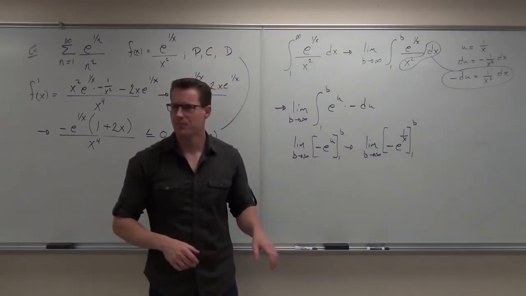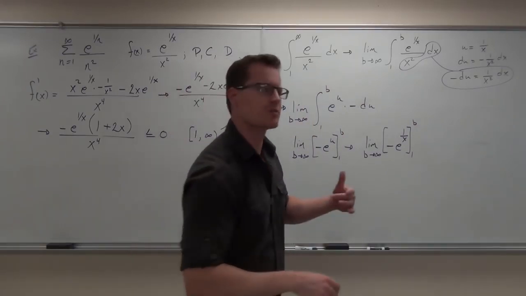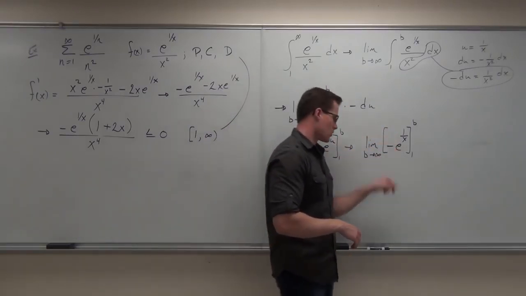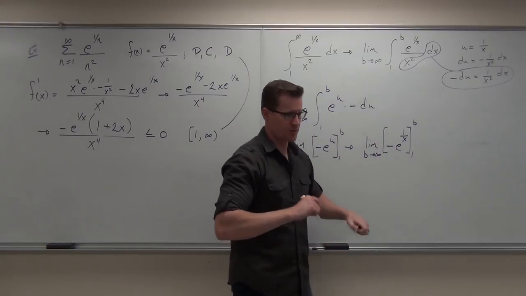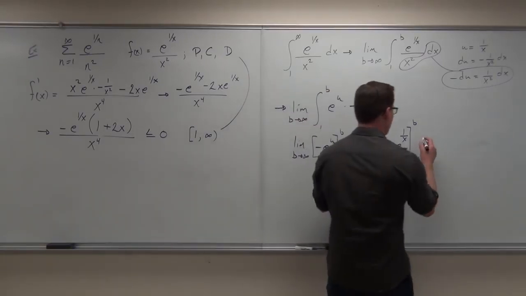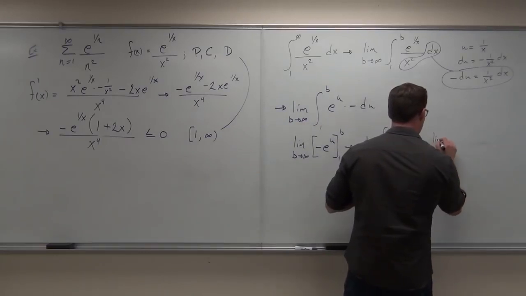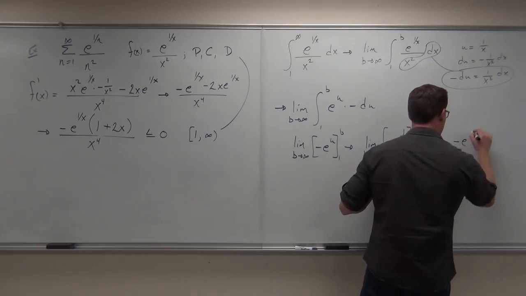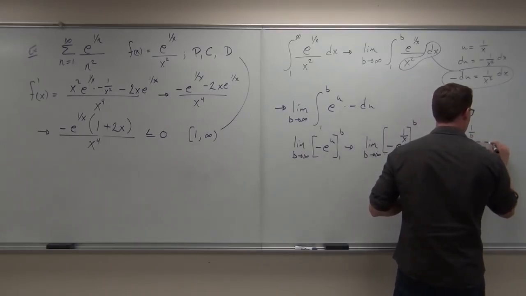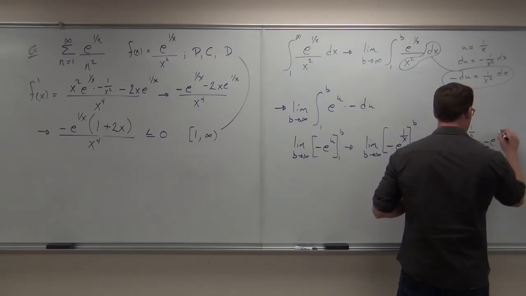Did you catch that? You have to make sure you substitute in. Make sure your bounds match your variables. If your bounds are in terms of x, which they will be, your result from your integral had better be in terms of x as well. So we need to substitute back in if we've done a substitution. What that means is we have a limit as b approaches infinity of negative e to the 1 over b minus negative e to the 1 over 1.